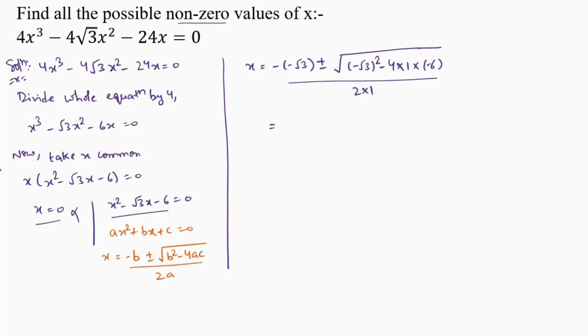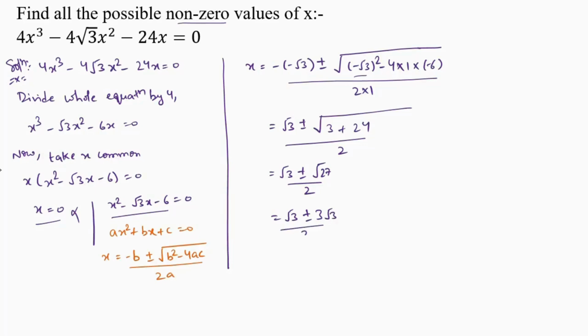On solving this, we get root 3 plus minus under root of (minus root 3) squared, that is 3, minus 4 times 1 times minus 6, that is 24, divided by 2. So we get root 3 plus minus root 27 divided by 2. On solving this, we get root 3 plus minus 3 root 3 divided by 2.